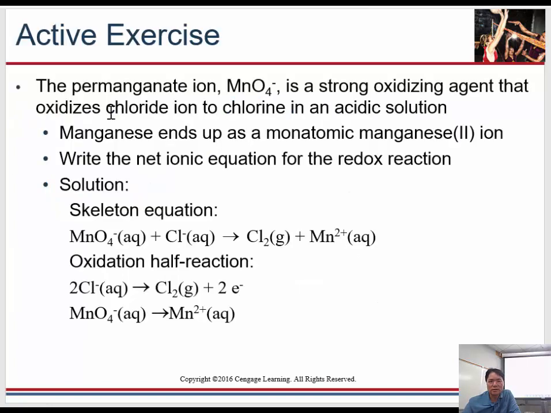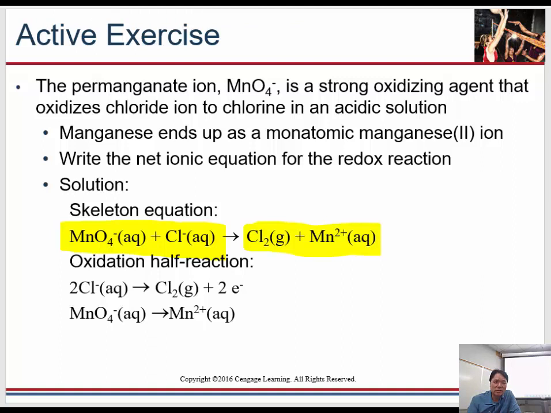Let's take a look at this next active example here. The permanganate ion is a strong oxidizing agent that oxidizes chloride ion to chlorine in an acidic solution. Manganese ends up as monatomic manganese 2 ion. Write the net ionic equation for the redox reaction. And so they give us the skeleton reaction here. So they give us the major reactants, permanganate and chloride, and they give us the major products, chlorine and manganese.